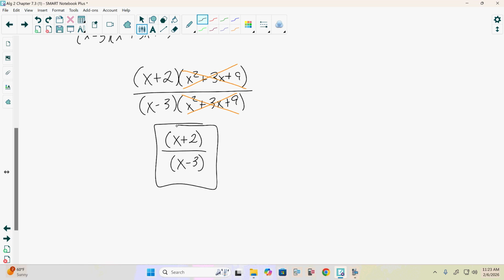Now, the only restriction for this here would be 3, because x minus 3, 3 would make that be 0. 3 minus 3 is 0. That's actually the only restriction. The x squared plus 3x plus 9 does not factor. It's a complex solution, so there's actually no value of x that would make it be 0. So it does not actually have restrictions. And this is it here.